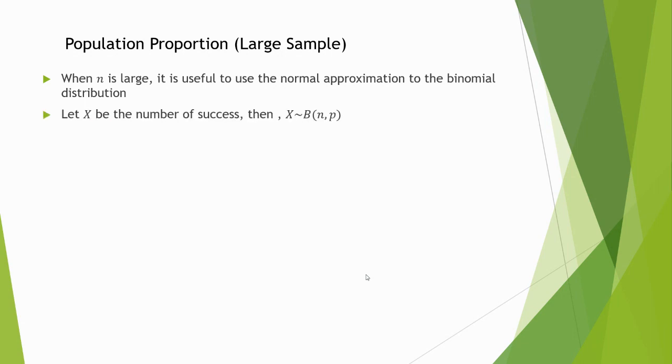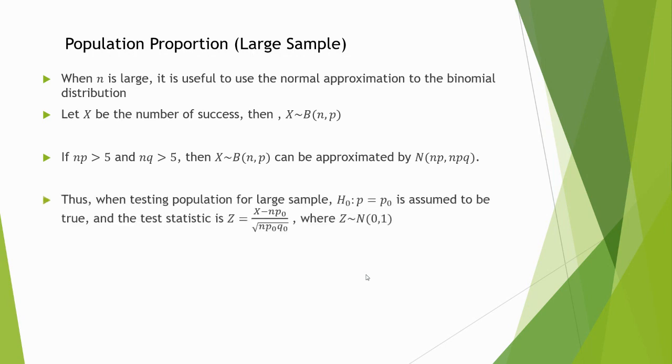Let X be the number of successes. So this is your binomial distribution. If np is greater than 5 and nq is greater than 5, then your binomial distribution can be approximated to a normal distribution. I'm very sure that you have learned this before, in the binomial and normal distribution chapter.